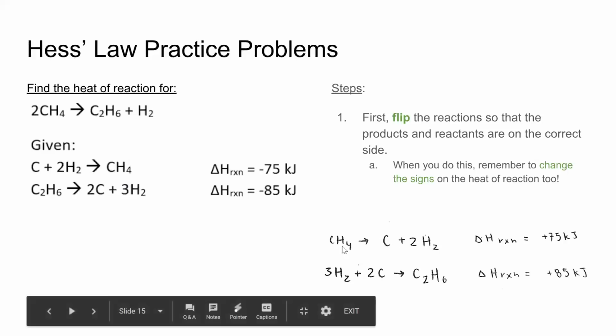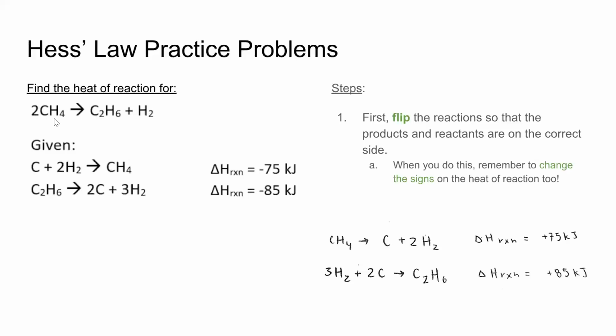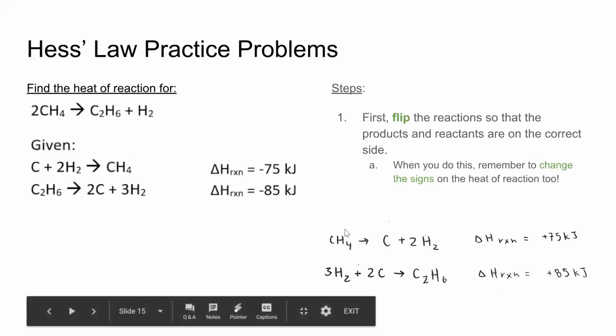And that's what I did below. I flipped it so that CH4 is on the left side, which matches the CH4 in the equation we want. And then everything else is going to be on the opposite side. And when I did that, I also flipped the delta H of reaction. So originally it was negative 75 kilojoules, but when you flip the products and reactants, you need to change the sign too. So it's going to turn into positive 75 kilojoules. Okay, so CH4 is on the correct side.